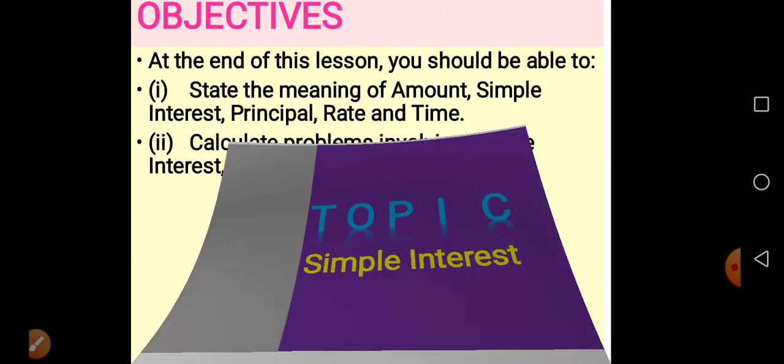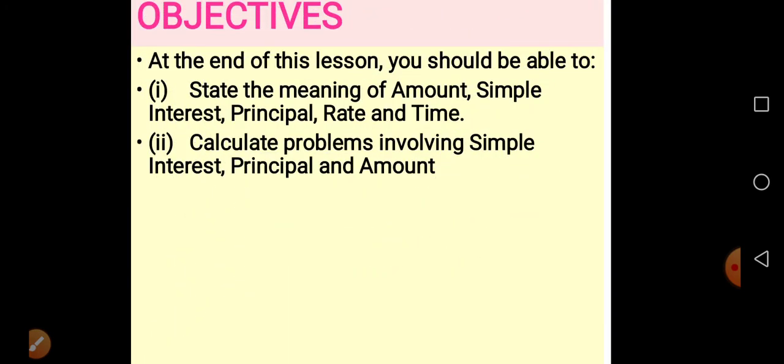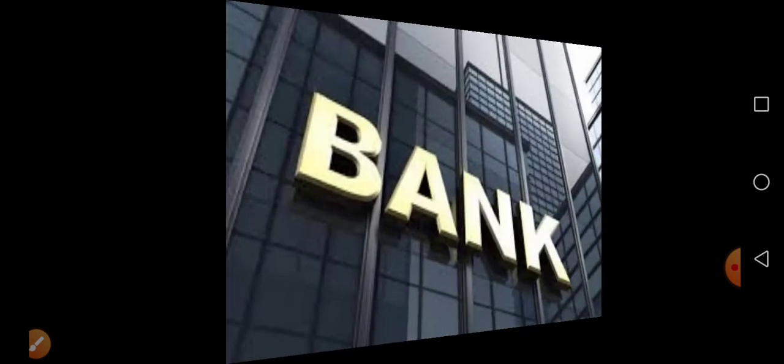Simple interest. I want you to major on these two major things. Focus on it. At the end of this lesson, you should be able to, one, state the meaning of amount, simple interest, principal, rate, and time. And secondly, you should be able to calculate problems involving simple interest, principal, and amount.